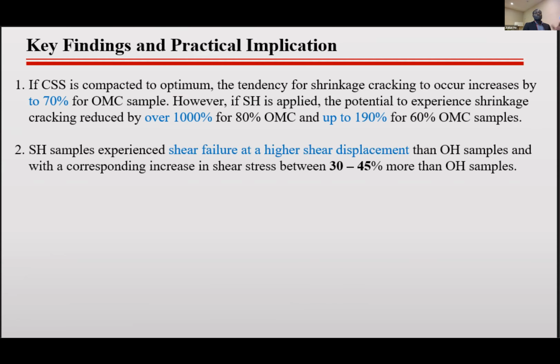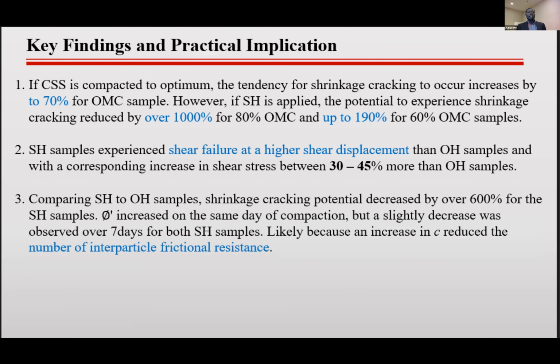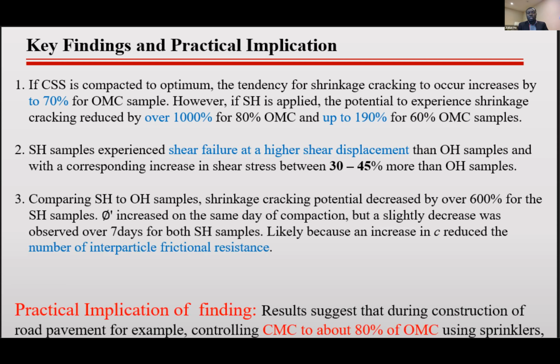In terms of the shear displacement, I mentioned that the sample deformed at a much higher horizontal displacement compared to the optimum moisture content, which means there's a tendency for deformation. For example, samples that have been sequentially treated will experience larger deformation before failure occurs. And then the friction angle, as I've already mentioned. So the practical implication, to summarize, is that we will be able to reduce the potential of shrinkage cracking if you apply the sequential hydration method. Thank you.